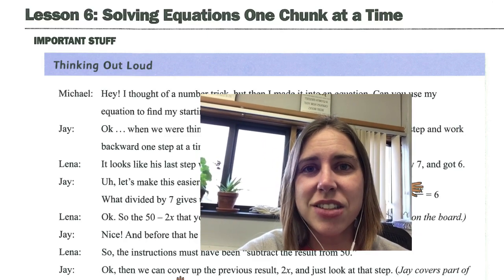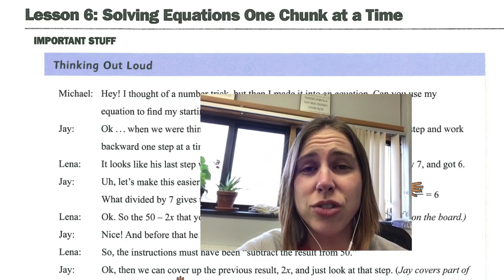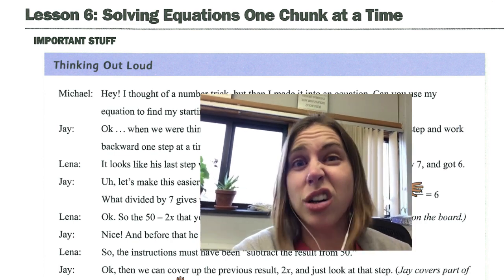Hi Algebra. In this lesson you're going to be working on solving equations, but we're going to take it by chunks, one chunk at a time.